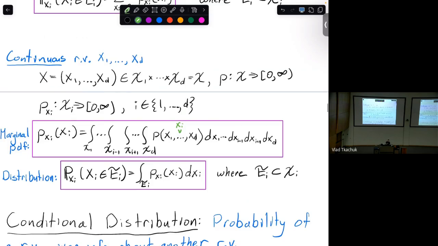And then if you want to calculate the probability of some event, you do the usual thing, which is you integrate the density over the event. I don't know if I was saying PMF, but these were all joint densities. This would be the marginal density of xi, or PDF, the probability density function.